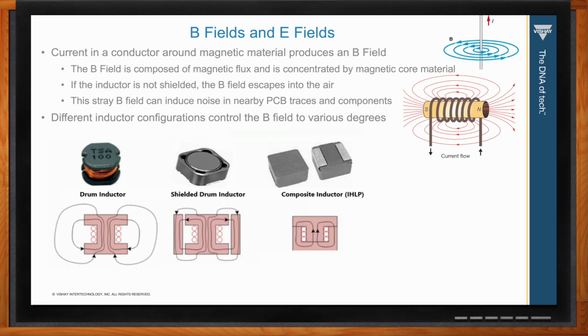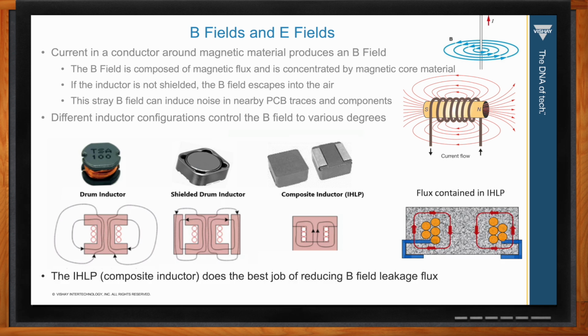And then finally, we have the composite or the IHLP type inductor, and you can see that the magnetic field is enclosed completely within the IHLP. There's no way for it to get outside of the inductor like there is on the other types. So this does the best job of reducing the B field flux leakage. So just using this type of inductor can help reduce your conducted EMI significantly.